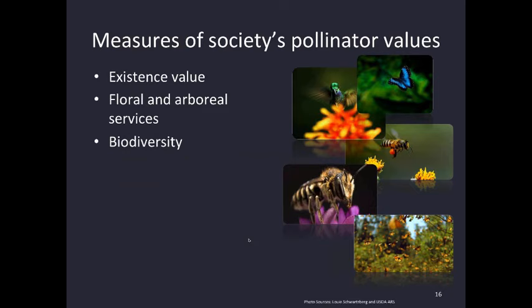As we consider how much to invest in pollinator policy, it's important to make sure to get non-market measures of their existence value, their contribution to natural floral and arboreal services, and their contribution to biodiversity in general.